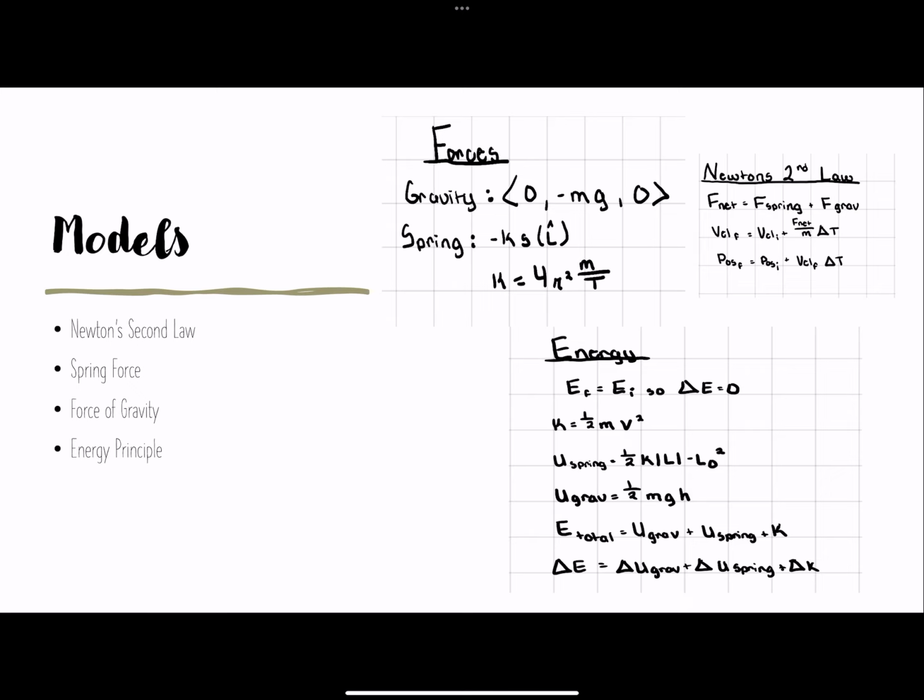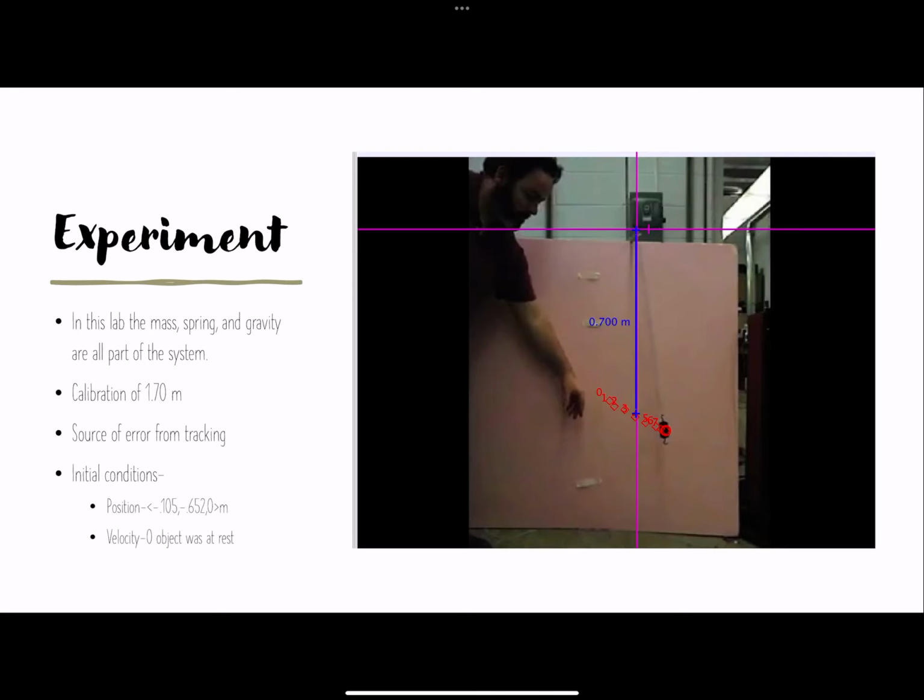So in this lab, we used a bunch of different models, and you can see the different formulas on the right, but to summarize it, we use Newton's second law, the spring force, the force of gravity, and the energy principle model. So the basis of this experiment is to use Tracker to track the position of a mass that is attached to a spring.